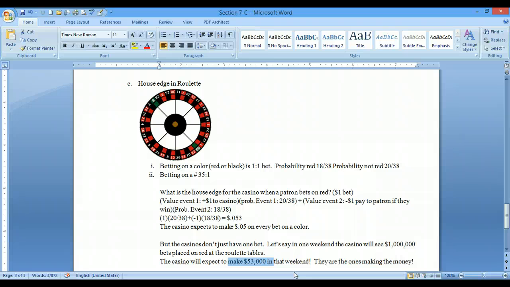And because the probabilities are the exact same for black, we can assume they can expect to win $53,000 in that weekend just on black as well. So $106,000 every weekend just on betting on a color. They're the ones making the money.